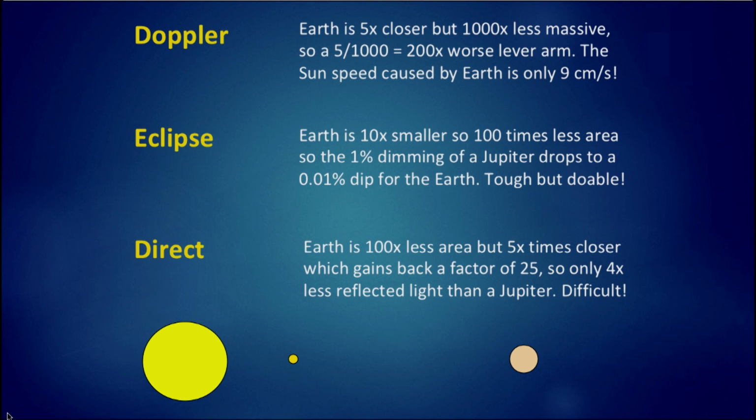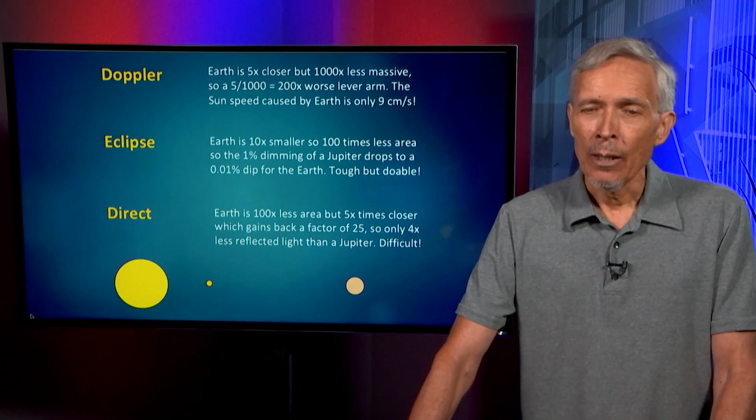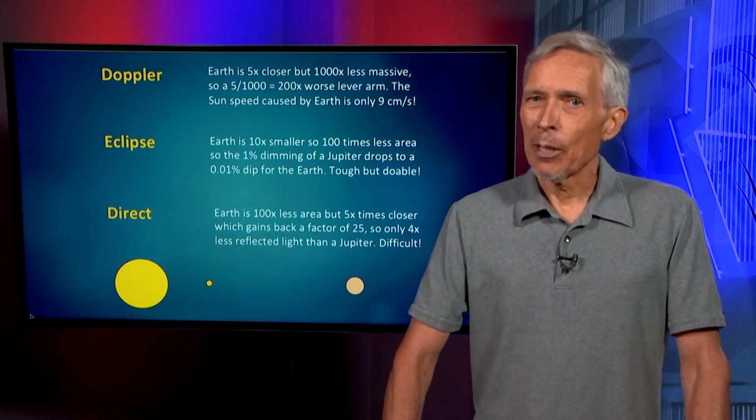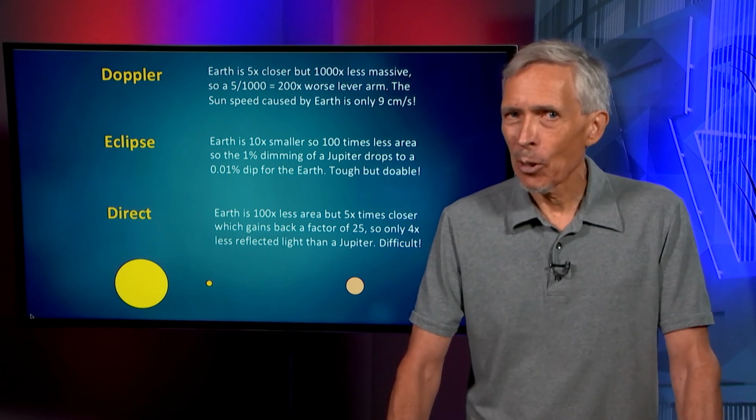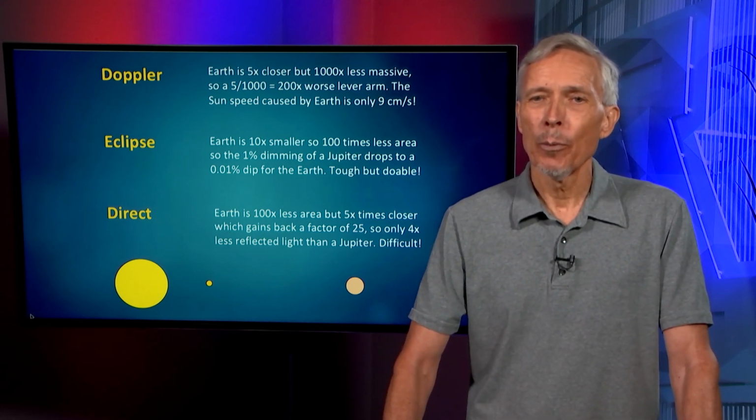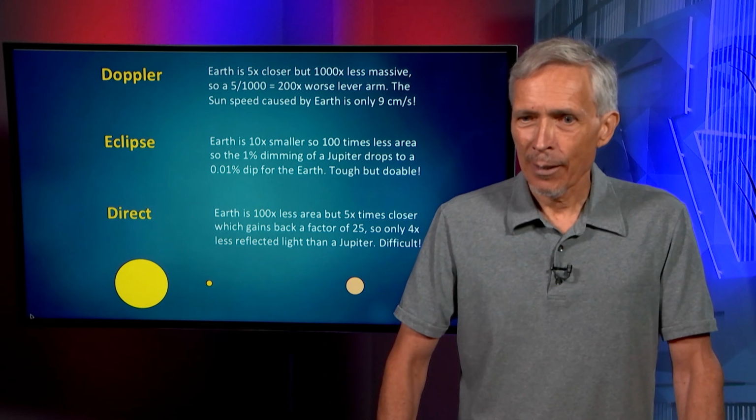What about direct imaging, which has been successful in a small number of cases? Well, the Earth is 100 times less area, but it's 5 times closer. So the amount of reflected light from the Earth goes up by 5 squared, which is a factor of 25. So it's actually only 4 times less reflected light than a Jupiter. If that were the only thing, it would seem like direct imaging is not that much harder for an Earth than it is for Jupiter, except for the distance.